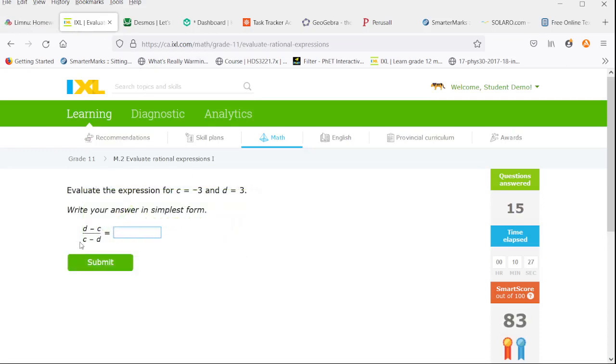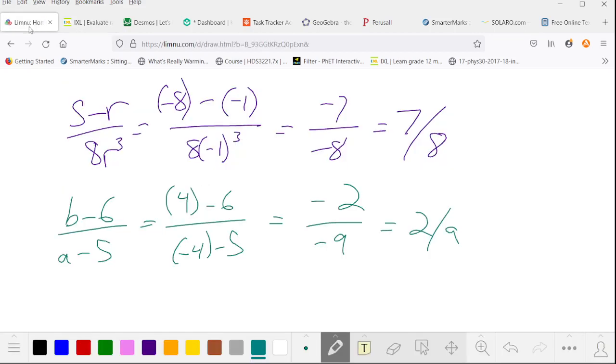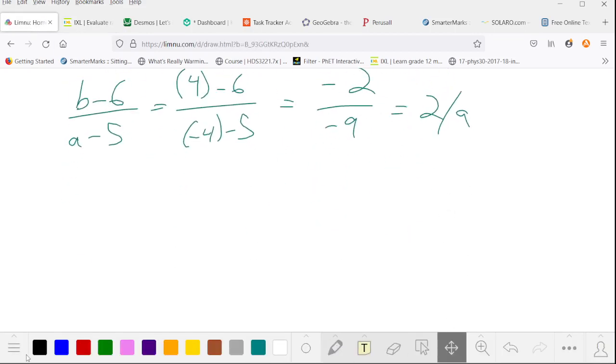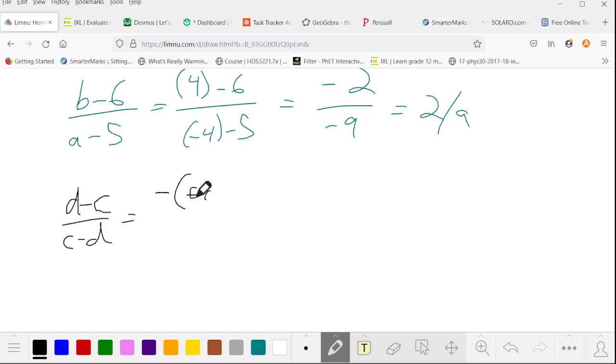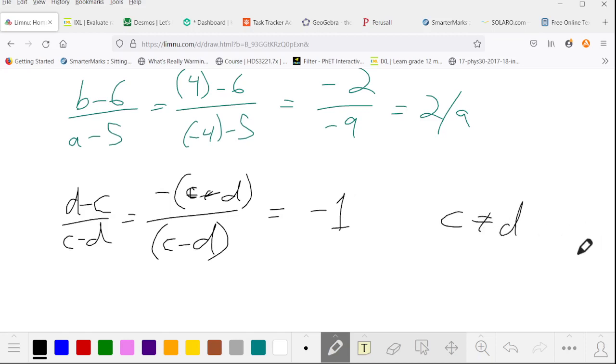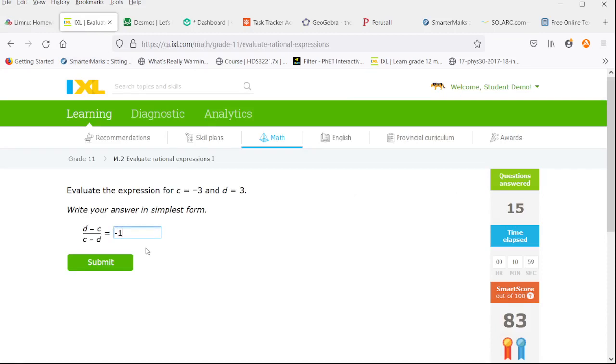Now, d minus c over c minus d. This is one where we actually don't care what the substitutions are. D minus c over c minus d is negative c minus d over c minus d, which is negative 1 anytime c does not equal d. If c equals d, we're dividing by 0 and it's undefined. Otherwise, it is negative 1 no matter what the substitution values are.